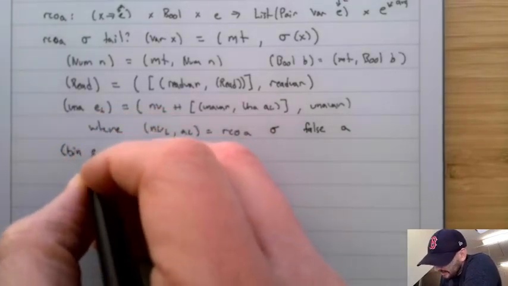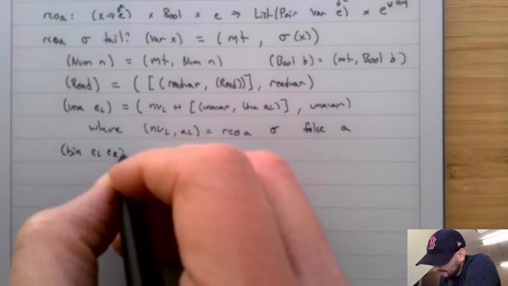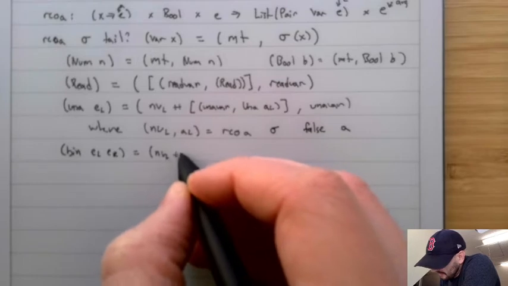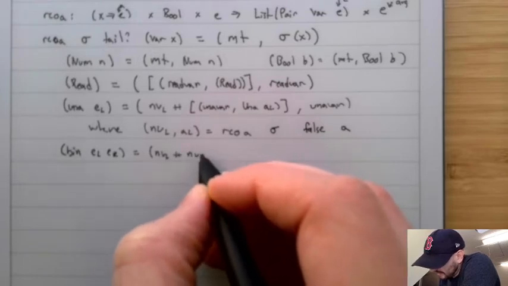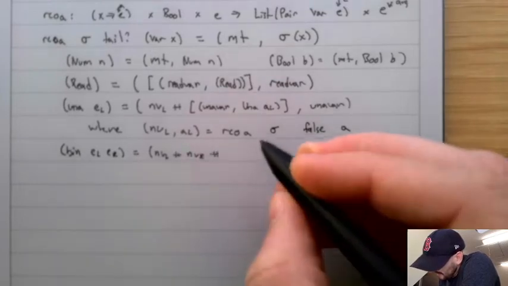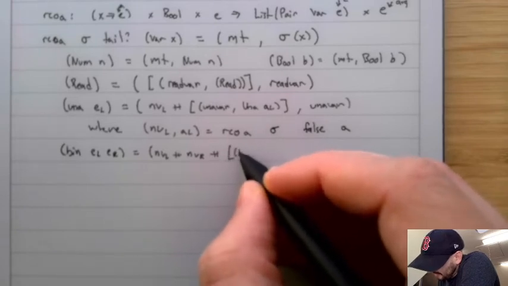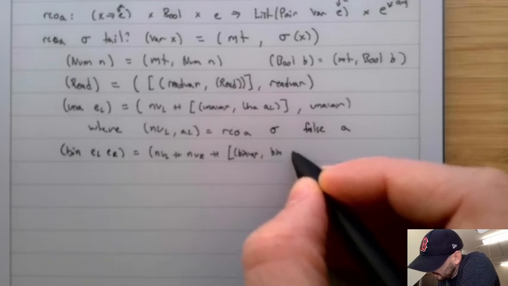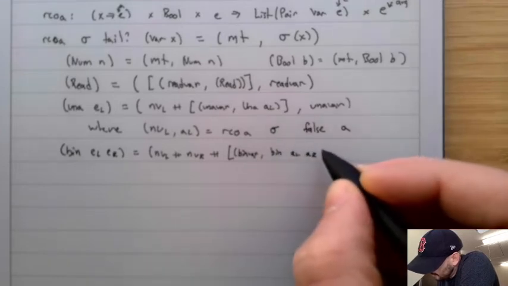If we have a binary operation, then we have an EL and an ER, and it's going to be extremely similar to this. We're going to have all the things for the left, and then all the things for the right. And then we're going to have the new variable for the binary operation. We're going to have the binary operation itself with the AL and the AR.